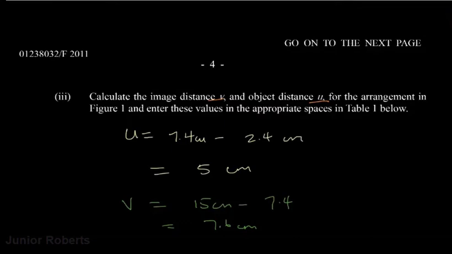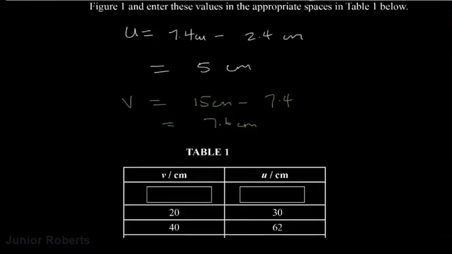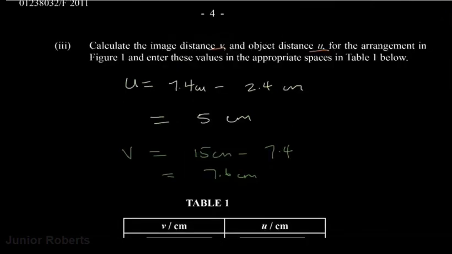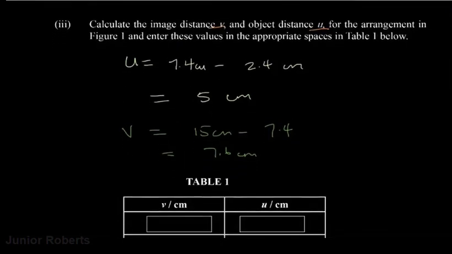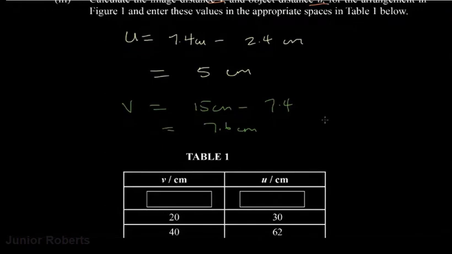So now what we'll do is simply fill in our values in the table, right? So our image distance, which is V, is 7.6 centimeters. So we'll write in 7.6, and we don't have to include centimeters because it is in the heading of the table. And our object distance, U, is simply 5 centimeters. So we just write it in as 5. And this will be our table completed, right?